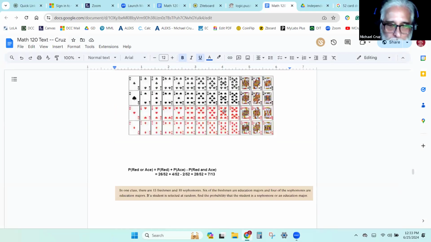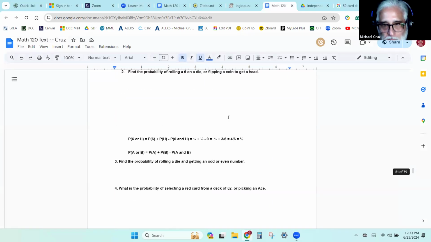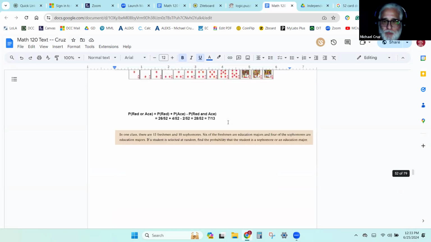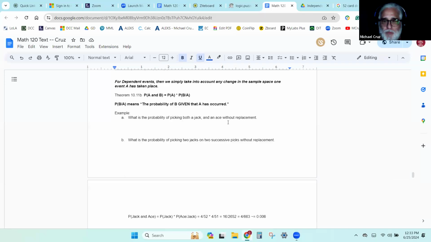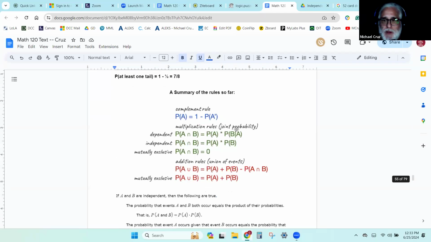We finished with the "or", and remember you can break the "or" down into mutually exclusive and not mutually exclusive. When it's not mutually exclusive, of course, you have to subtract out, which is essentially what that one is right there.